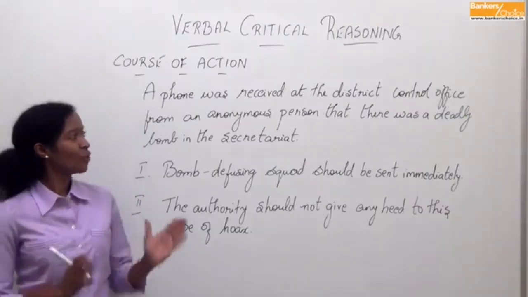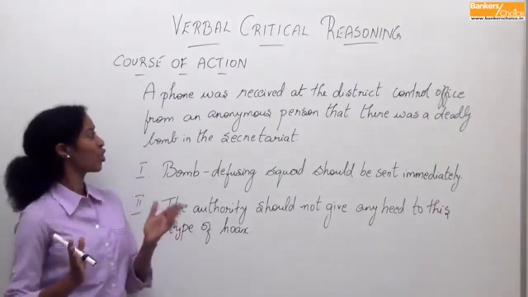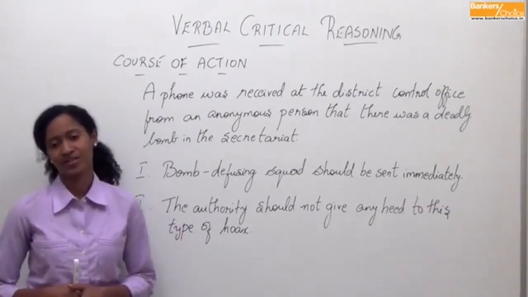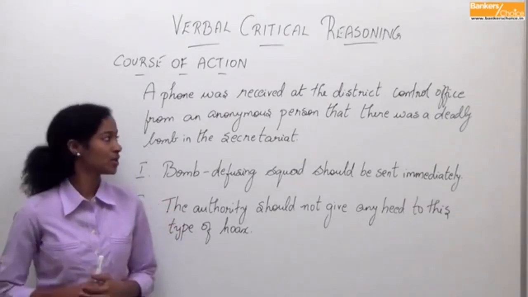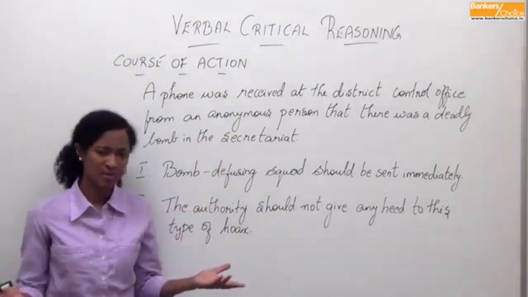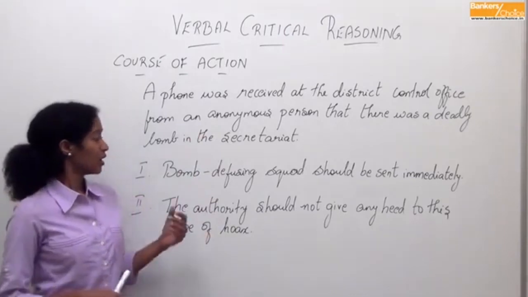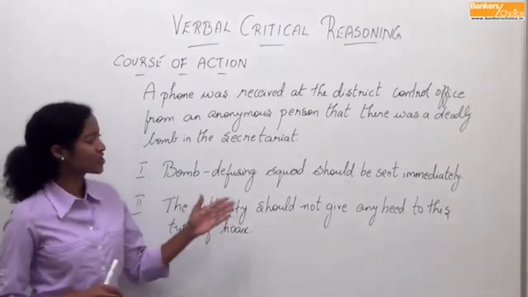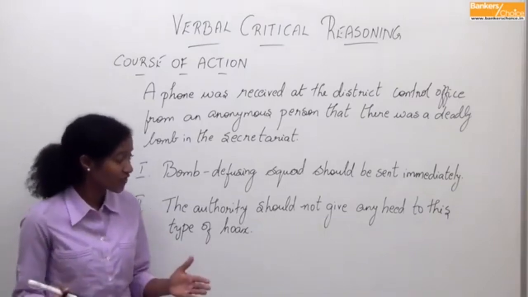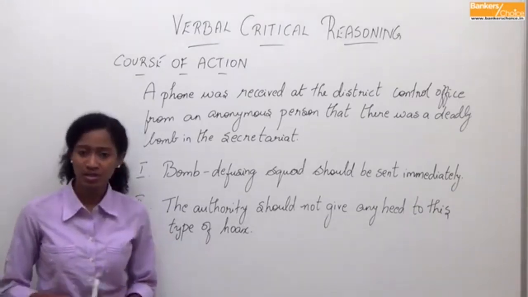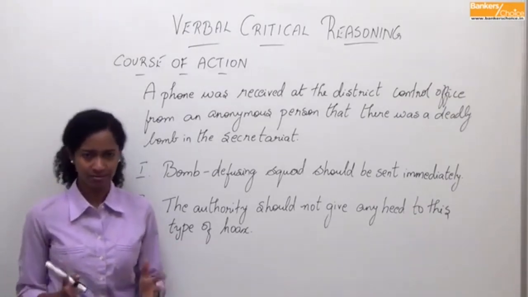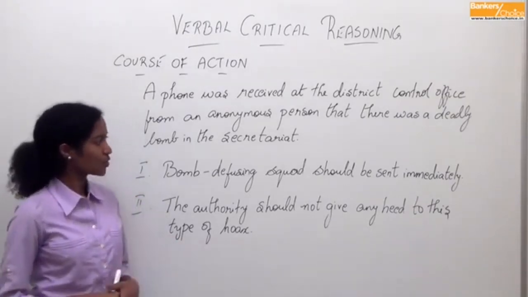Our next statement: a phone call was received at the district control office from an anonymous person that there was a deadly bomb in the secretariat. This is our statement. Now, again, anonymous means somebody unknown, right? Let's look at our first course of action. Bomb defusing squad should be sent immediately. Second course of action: the authority should not give any heed to this type of hoax. What's a hoax? A hoax is like a practical joke, a trick. Somebody played a prank. That's a hoax.